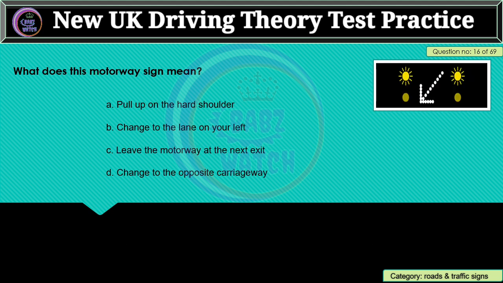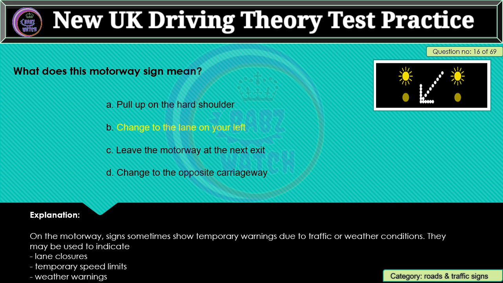Question 16 of 69. What does this motorway sign mean? A. Pull up on the hard shoulder. B. Change to the lane on your left. C. Leave the motorway at the next exit. D. Change to the opposite carriageway. The correct answer is B. Change to the lane on your left.